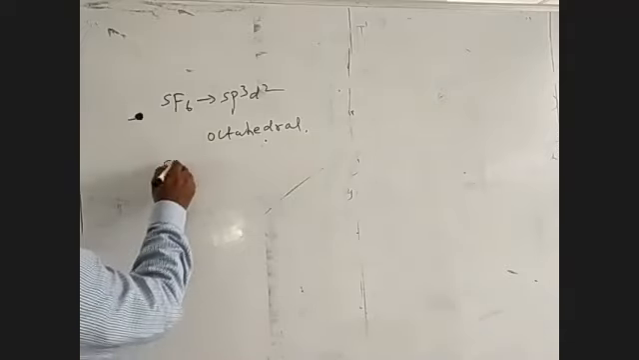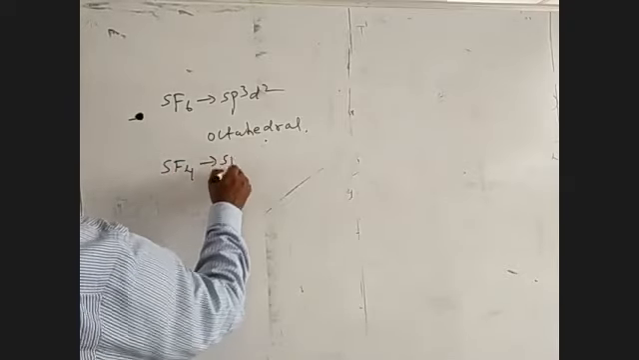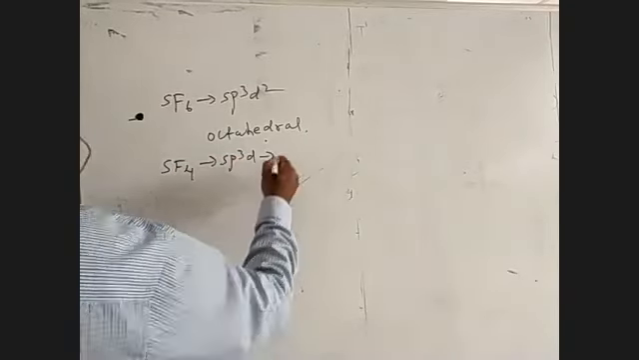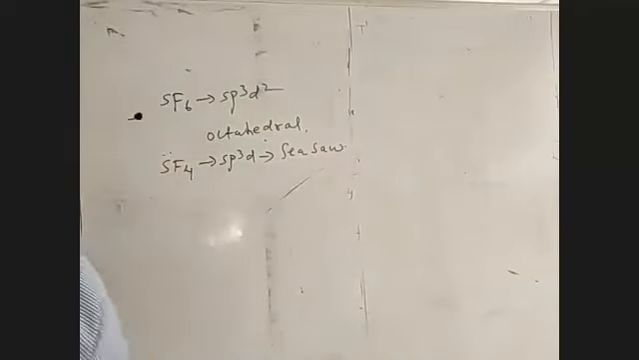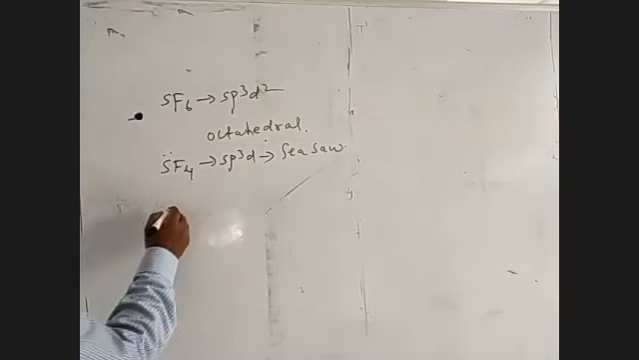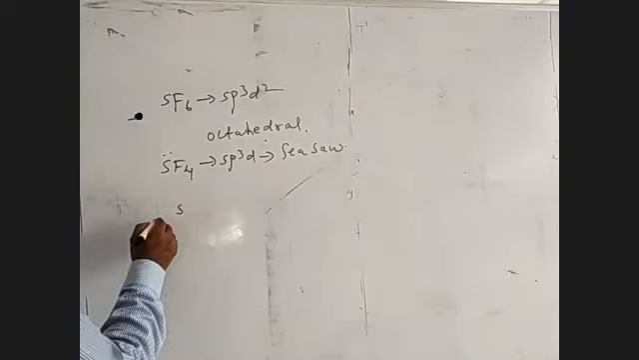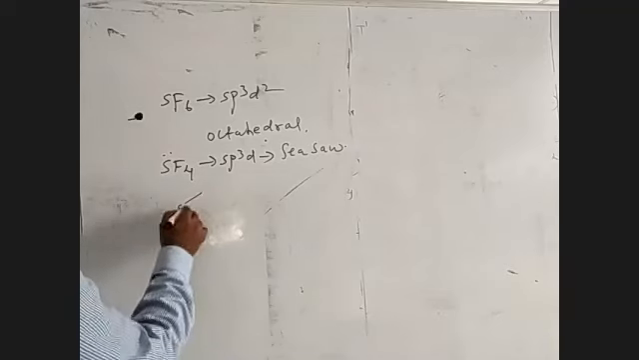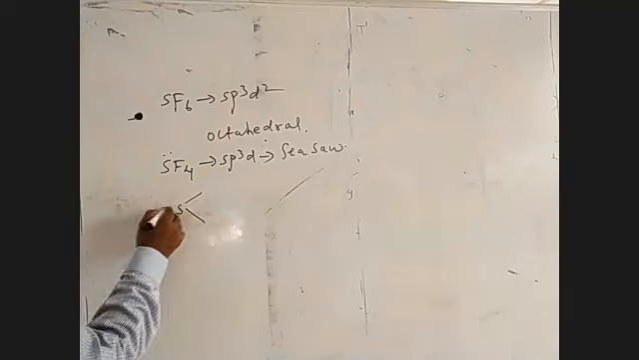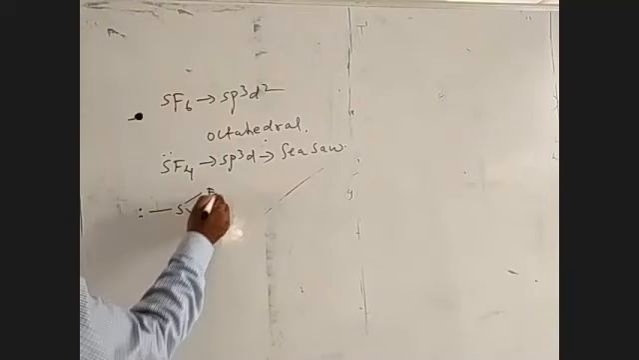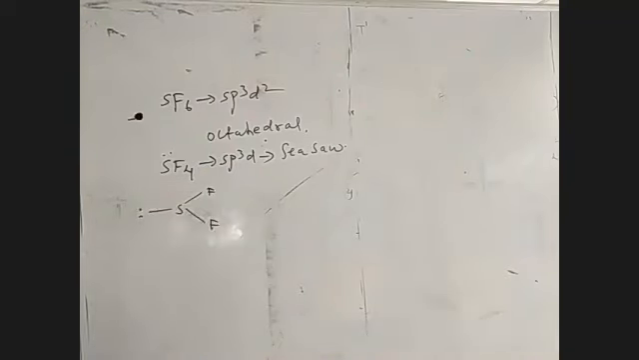In the SF4 molecule, here sp3d hybridization, and the shape of the molecule is taken as a seesaw structure. The sulfur contains one lone pair of electrons. Actually, sp3d means the shape of the molecule is taken as trigonal bipyramidal, but it contains one lone pair. Due to the presence of the lone pair, the shape of the molecule is taken as a seesaw structure.